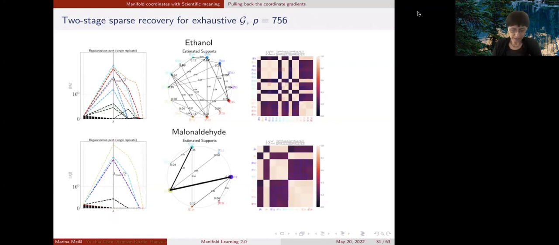So we didn't actually follow the regularization path, but we did only a single group lasso here and selected a small subset. This subset, you can see, is about 20 for ethanol, and for malonaldehyde is much smaller, like 12. Then we did a brute force search for pairs of these coordinates, which was actually not prohibitive. My student was doing it on his laptop.